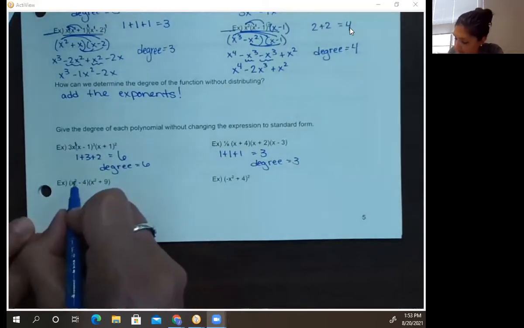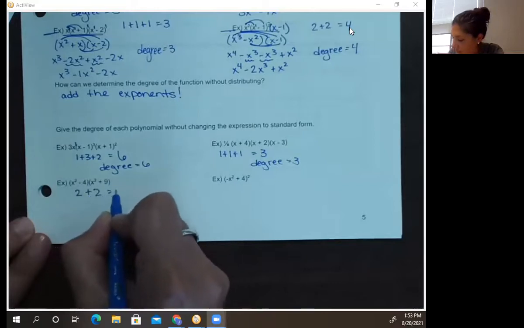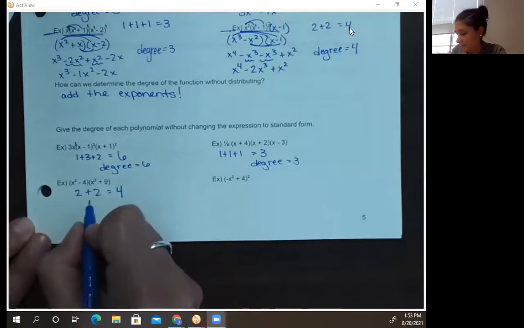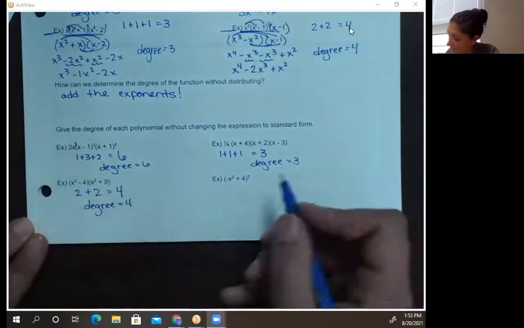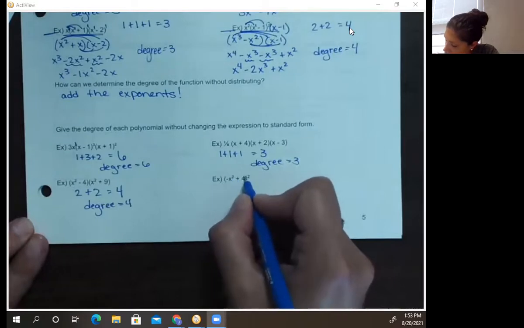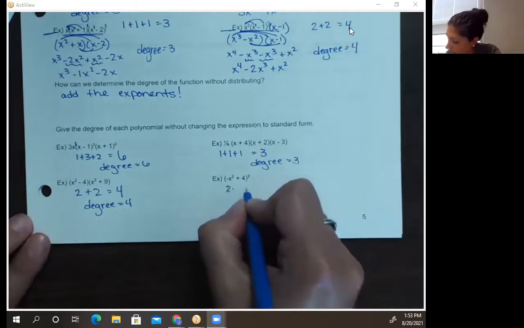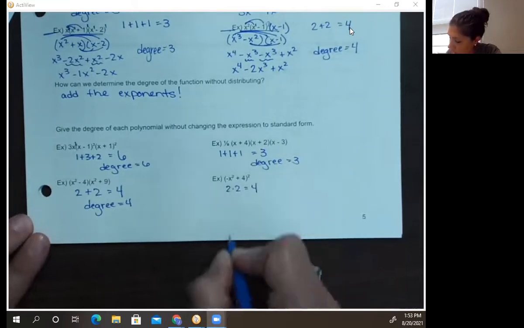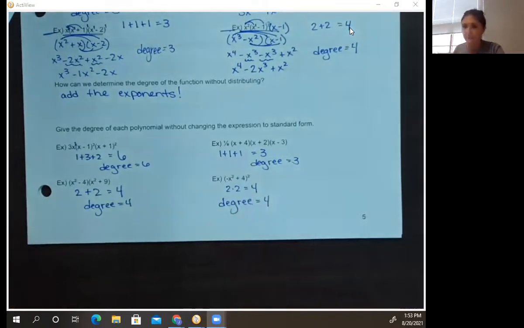For my next example, I've got an x squared, which is the one outside here. 2 times 1 is 2. Again, same idea here. So I would have another 2, and I get a degree of 4. And then for our final example, my x has an exponent of 2, and then my quantity also has an exponent of 2. So I need to use that exponent rule that says I multiply those powers. So our degree here is 4.